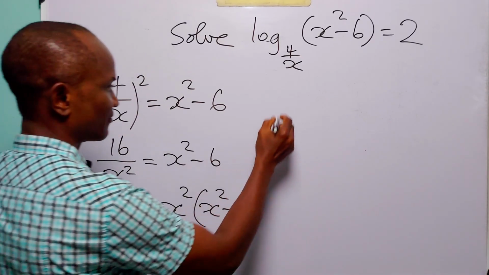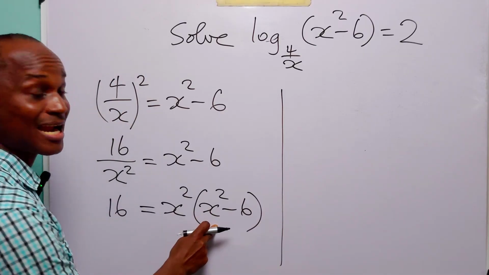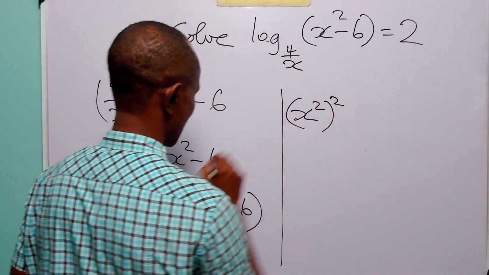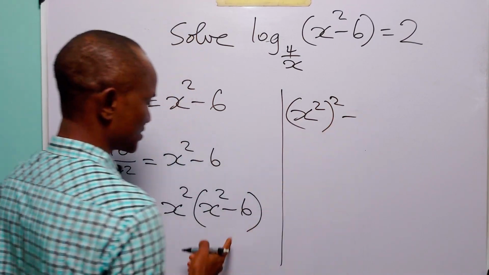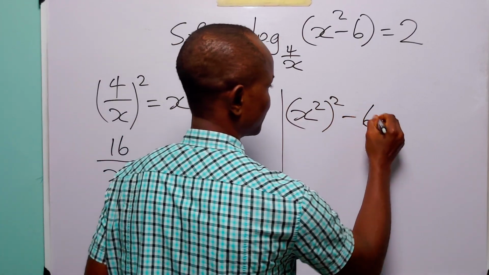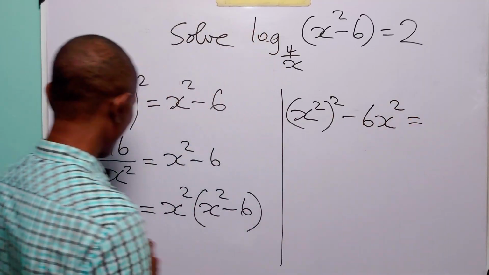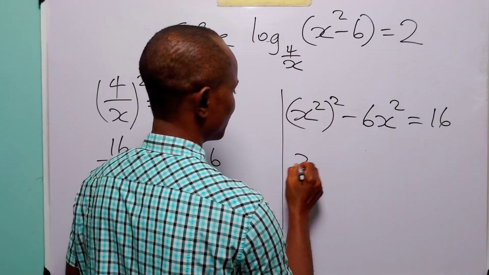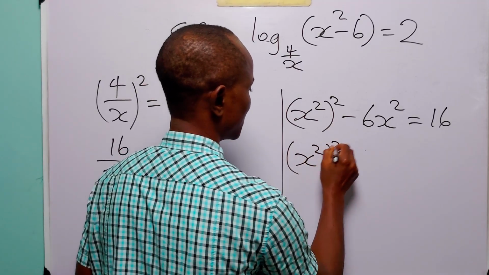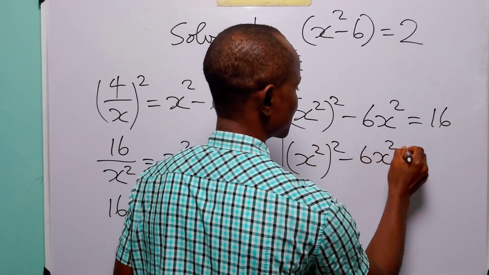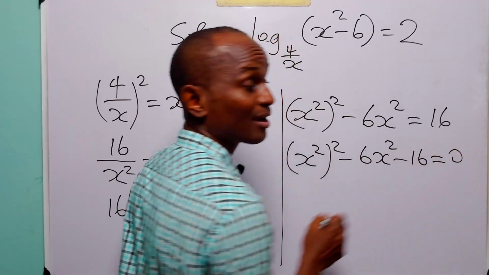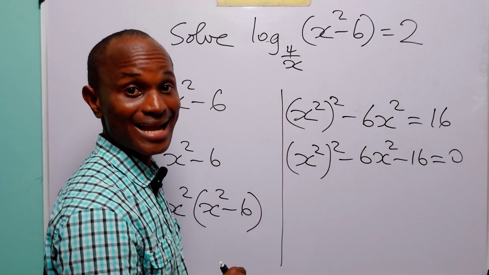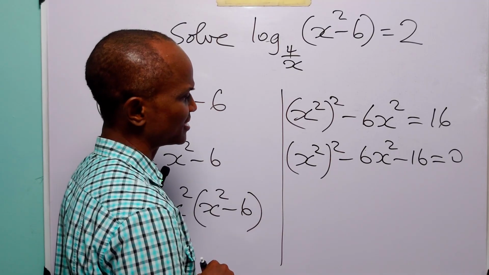And of course, from here we have that x squared times x squared, which is (x squared) squared, minus 6x squared is equal to 16. Rearranging this equation, we have (x squared) squared minus 6x squared minus 16 is equal to 0. You can see that we now have a quadratic equation in x squared, and we can factorize this equation.